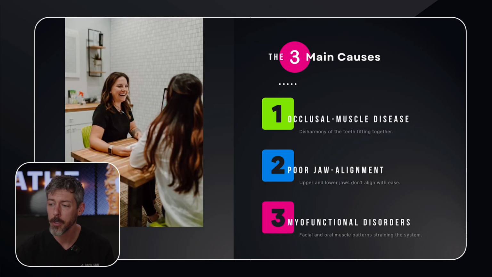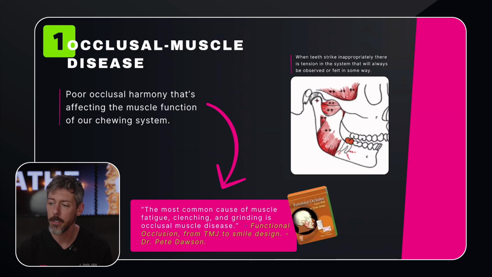The first one is going to be the most common thing I see, and that's going to be occlusal muscle disease. And that's a fancy term, but it's been around for a long time. And it just means poor occlusal harmony. That just means poor harmony in your teeth and the bite itself. That's creating muscle or affecting the muscle function of our chewing system.